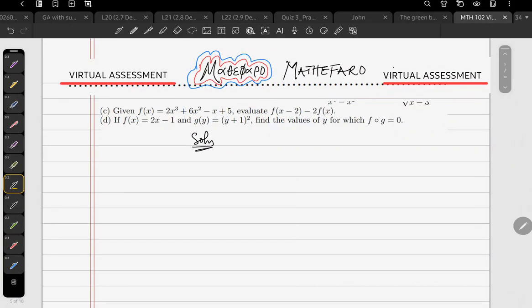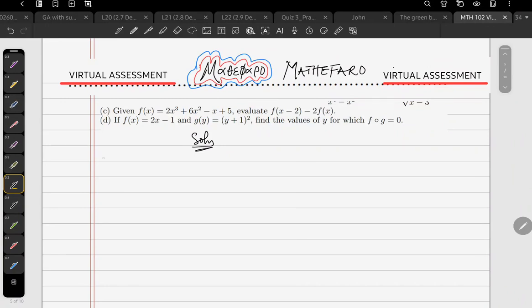In the virtual assessment, we have questions involving functions here. The first two questions we did had compositions and domain and range. Here, we're still looking at some function evaluation and some compositions.